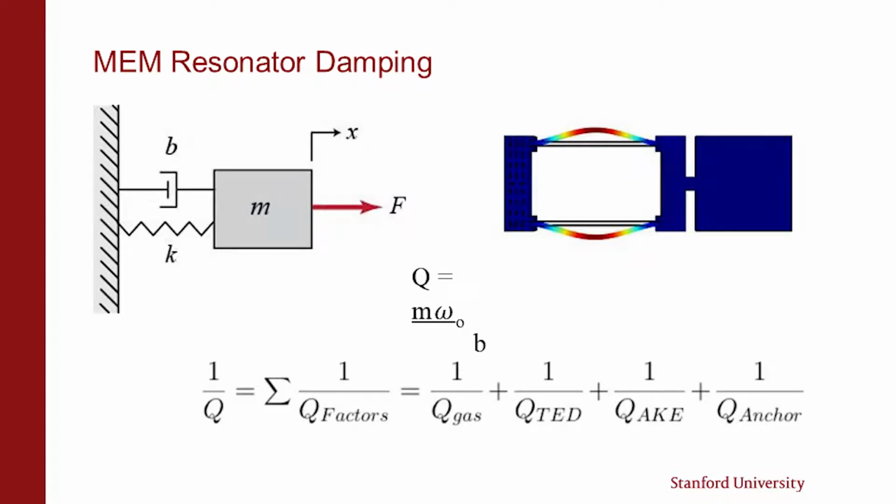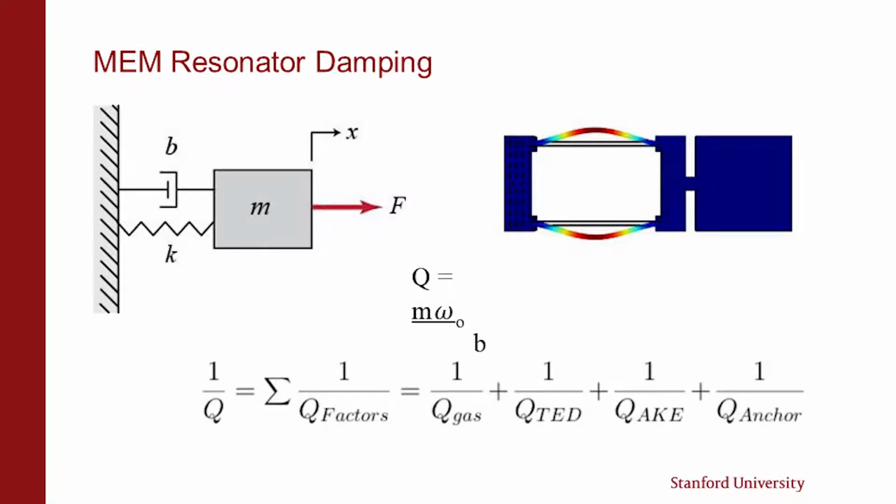Q is related to the mass, resonant frequency, and the damping of the resonator. So in most applications, we want to maximize Q in order to minimize the damping. This decreases power consumption and also creates resonators with higher spectral purity oscillations, which is important for timing references.